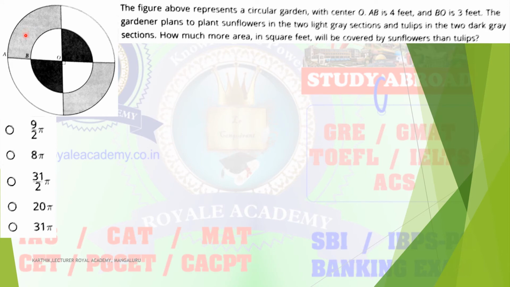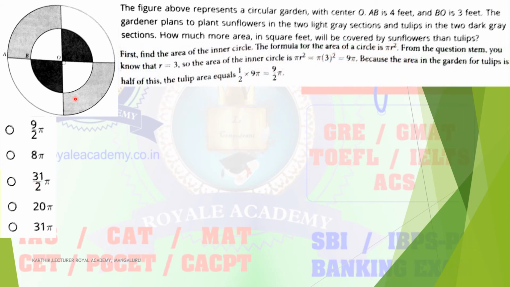First find the area of sunflowers, then find the area of tulips, then subtract sunflower area minus tulip area. You will get the final answer. These are the options. So how to find it? First find the inside circle area. What is the area formula of the circle? Area is equal to pi r square. Here r is BO, which is 3 feet.